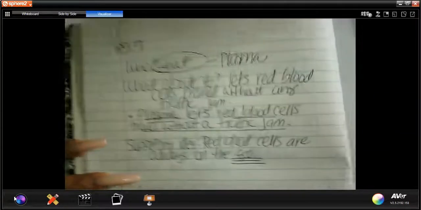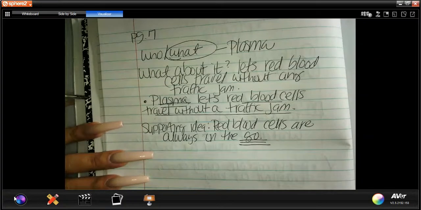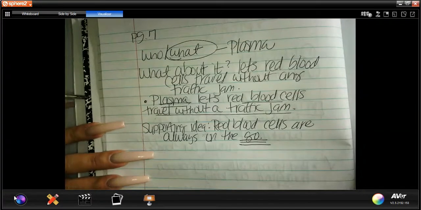So good job, boys and girls. Make sure you kiss your brain. We have found the main idea for 2 whole pages. It's gonna get easier, I promise.